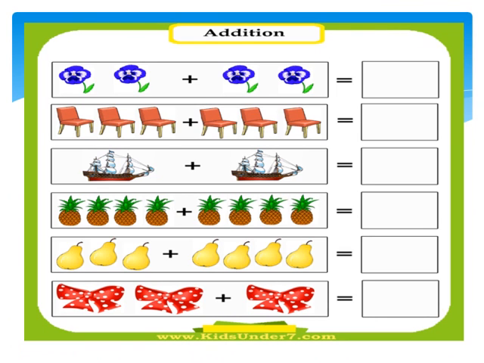For the activity: 2 flowers plus 2 flowers equals? 3 chairs plus 3 chairs equals? 1 boat plus 1 boat equals? 4 pineapples plus 4 pineapples equals? 3 pears plus 4 pears equals? 2 ribbons plus 1 ribbon equals?